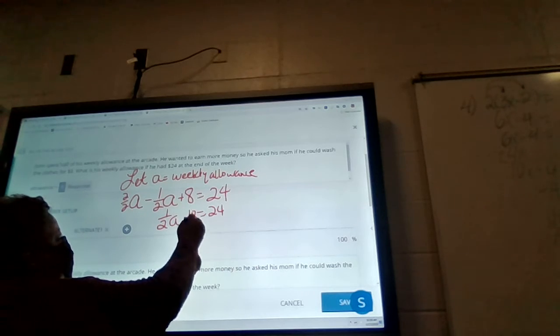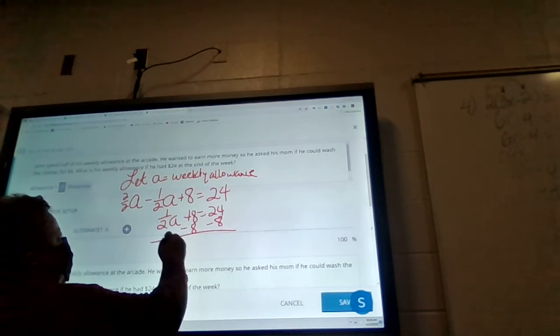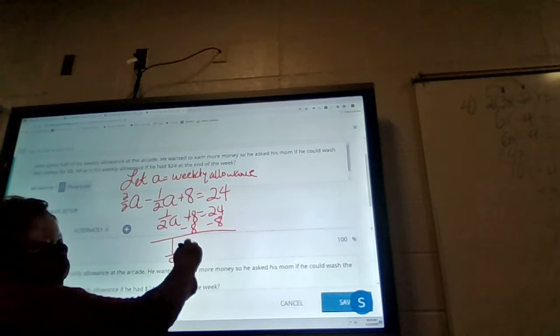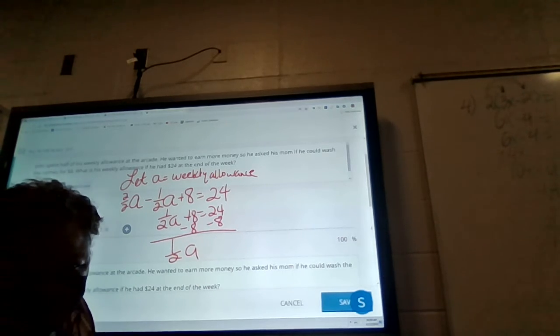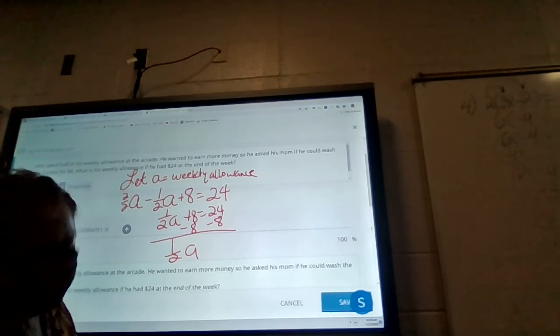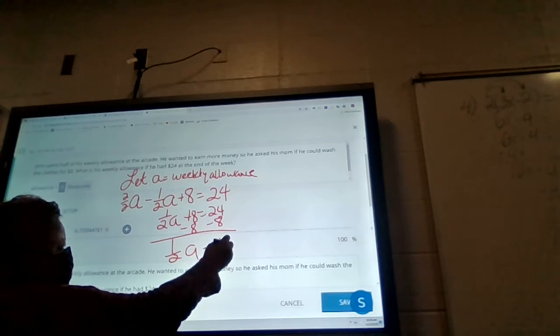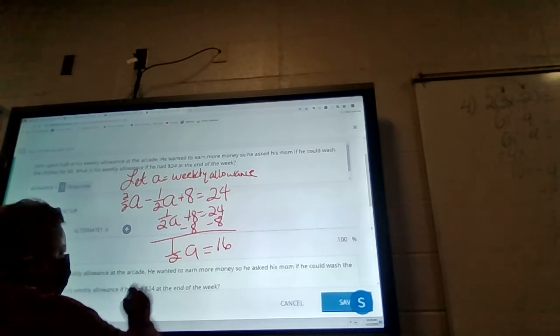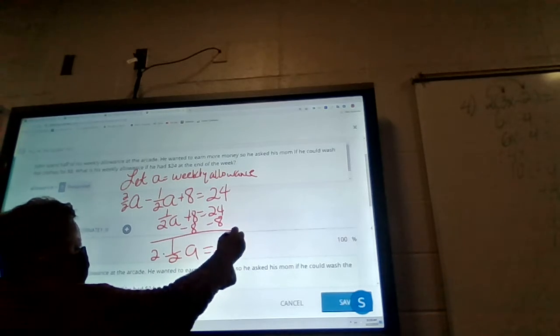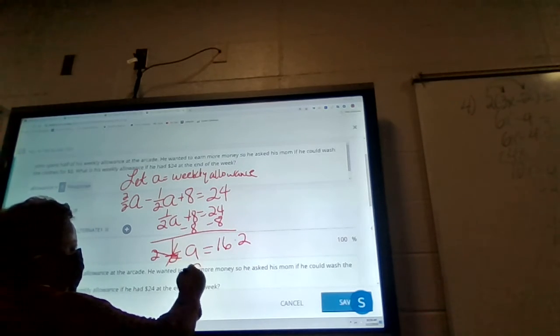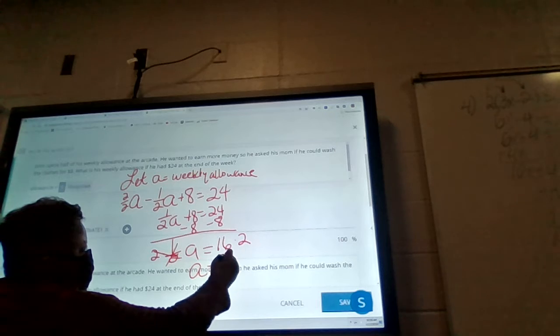So then we're going to subtract 8 from each side, and 1/2 A equals 24 minus 8 is 16. And then we're going to multiply both sides by 2. That cancels out. So his allowance is $32.